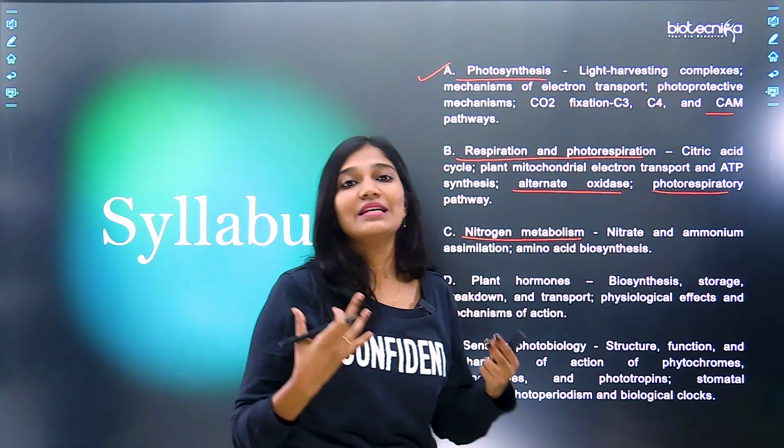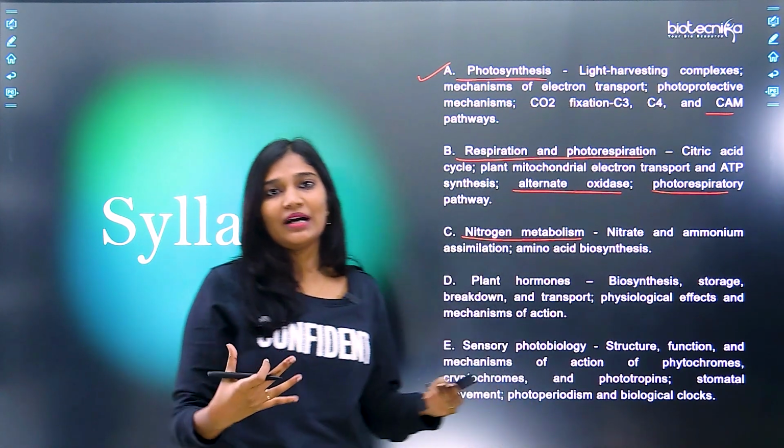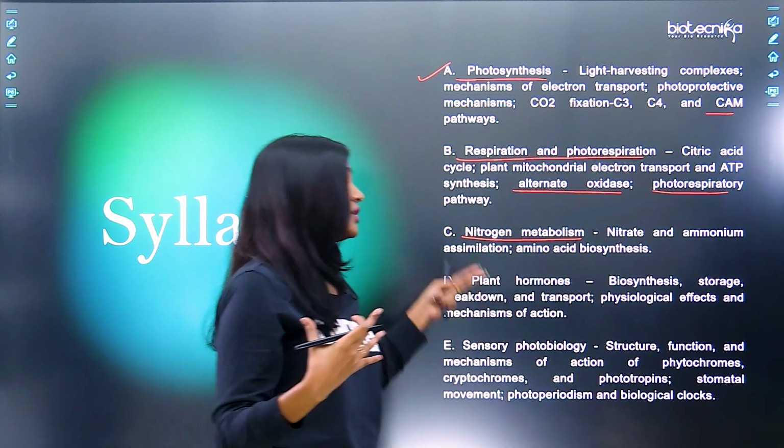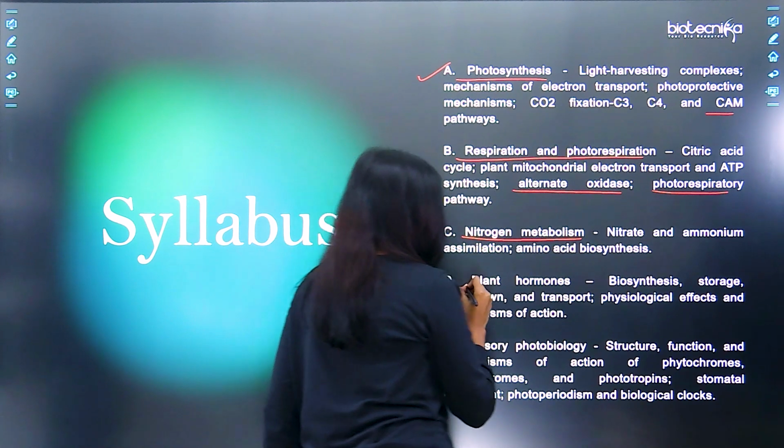The third one is nitrogen metabolism, where we'll be talking about how atmospheric nitrogen is fixed in the soil for the growth of the plant. What are the organisms that are involved in fixing this atmospheric nitrogen? We are going to talk in detail in this subunit.